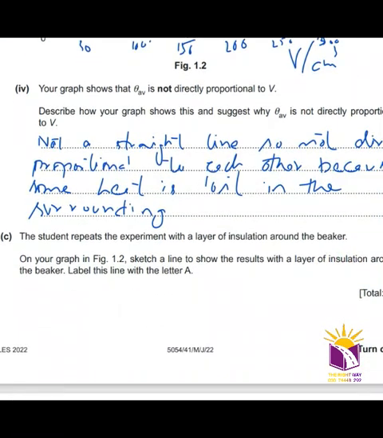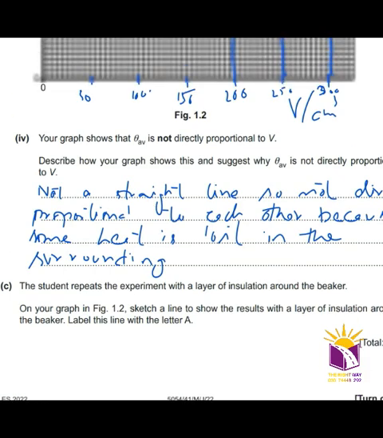Okay, the student repeats the experiment with a thin layer of insulation around the beaker. On your graph in figure 1.2, sketch a line to show the results with a layer of insulation around the beaker. So label this line with letter A. Now we have insulation. So insulation means there will be less heat loss to the surrounding.